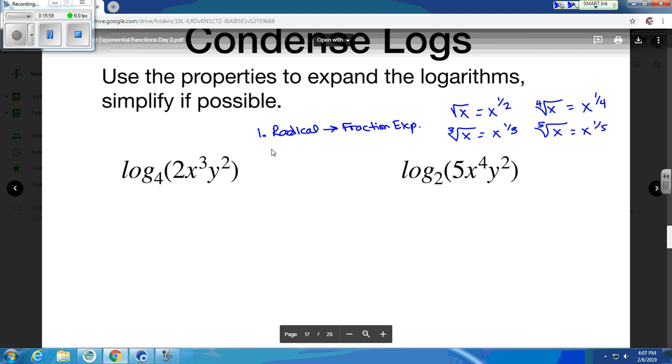If we've simplified it to a fractional exponent, then our next step is to look to see if there is an outside power. An outside power would be a number that's on the outside of my parenthesis. I don't have one in either of these examples. Next, I'm going to expand by using plus or minus. Then I will use my power rule. And finally, I'll look to see if I can simplify any values.